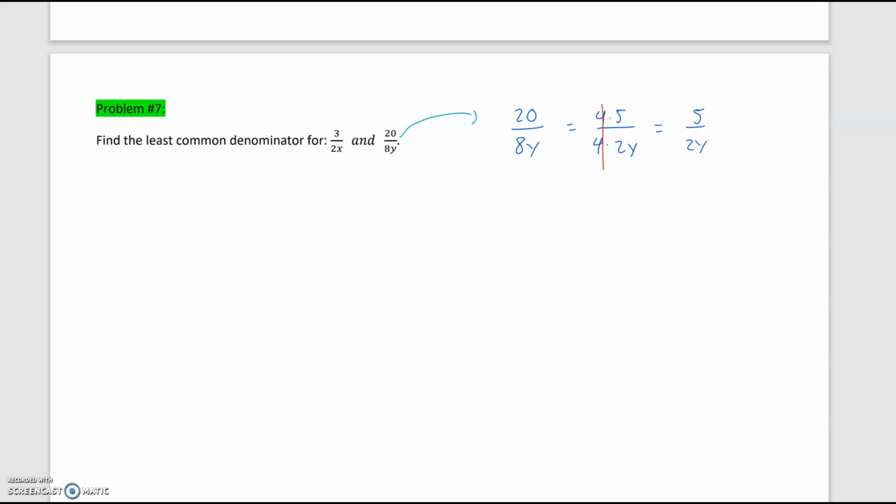And when you find the LCD, you're technically looking at your fractions in lowest terms, so they have to be reduced. So that means that you're looking at 3 over 2x, and the second fraction is just going to be 5 over 2y. So your LCD is equal to, you have to contain a 2, you have to contain an x, and a y. So this will be 2xy.